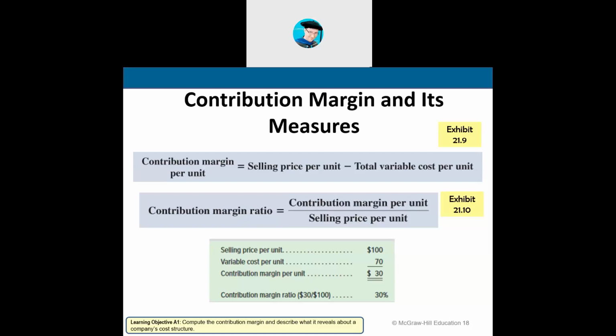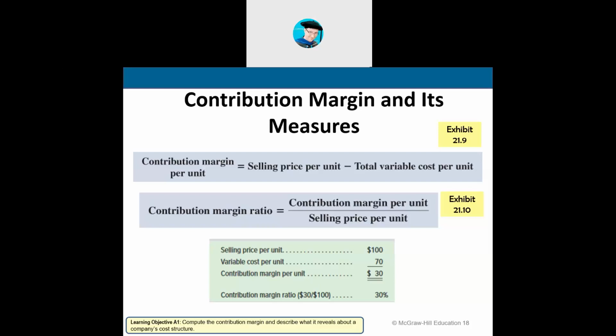I'll show you how that looks. So here we have an example. I don't know what product this is, but we sell this product for $100 a unit. That's our sales price. Our variable cost per unit is $70 per unit. So 100 sales price minus 70 variable cost equals a $30 contribution margin per unit.